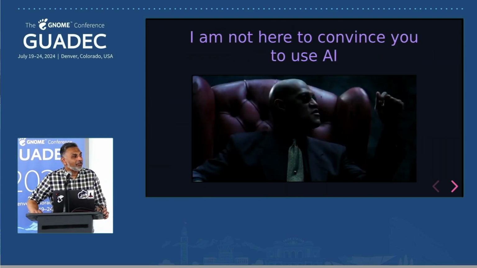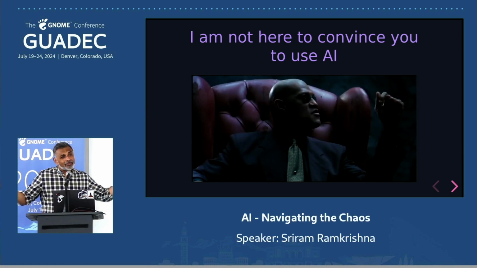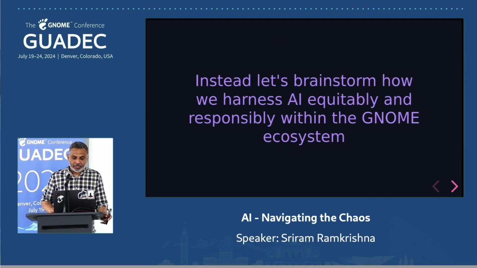So I can't do an AI talk without at least some reference to the Matrix. But I'm not here to really say you should use AI or whatever. It's more of a talk to kind of get people up to speed. What is AI, what it's used for, how is it put together, that kind of thing. So it's really more about how do we position the project, right? And the idea is, let's brainstorm how we can harness AI equitably and responsibly within the GNOME ecosystem.